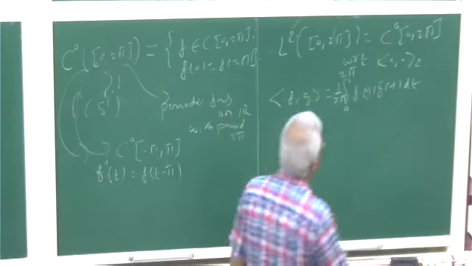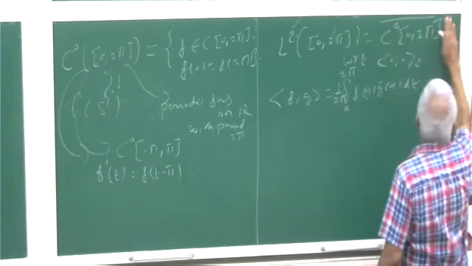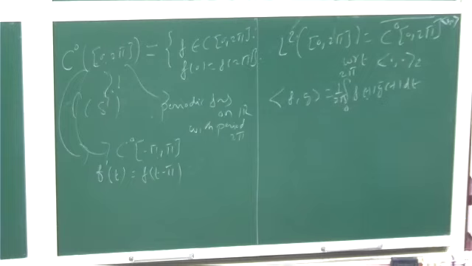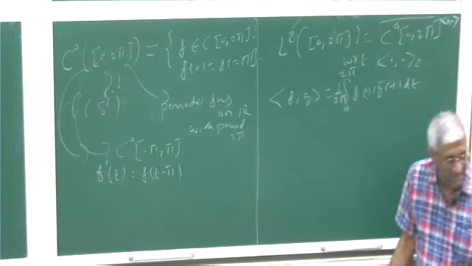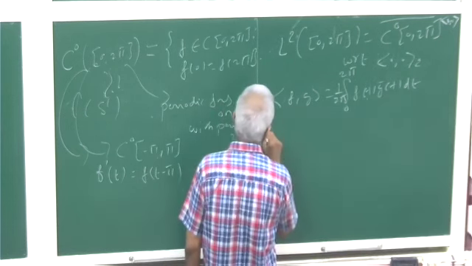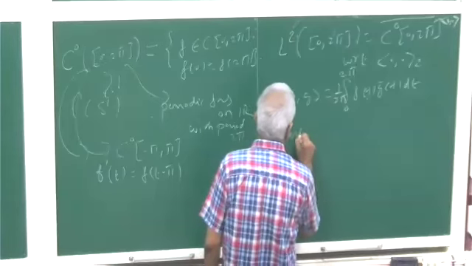It's a completion. But I forgot to put a bar. Okay, it's a completion with respect to this inner product. It's what we call L2. Then I think I gave the argument. Then we have a remark.